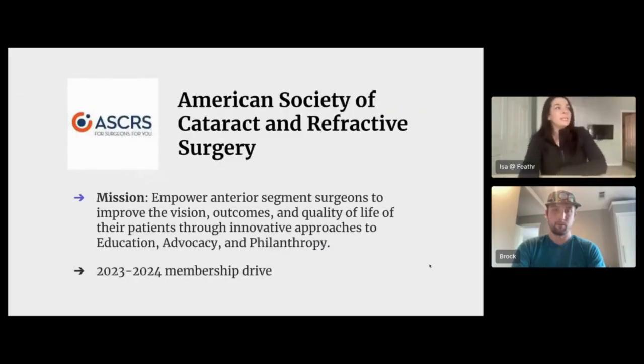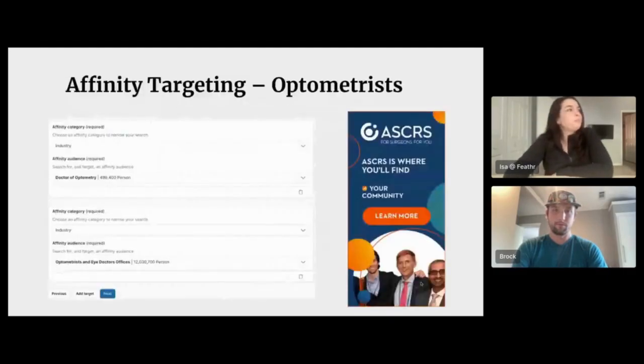Our next example is an association. This is the American Society of Cataract and Refractive Surgery, and their mission is to empower anterior segment surgeons to improve the vision, outcomes, and quality of life of their patients through innovative approaches to education, advocacy, and philanthropy. And the campaign we're going to look at was their 2023 membership drive.